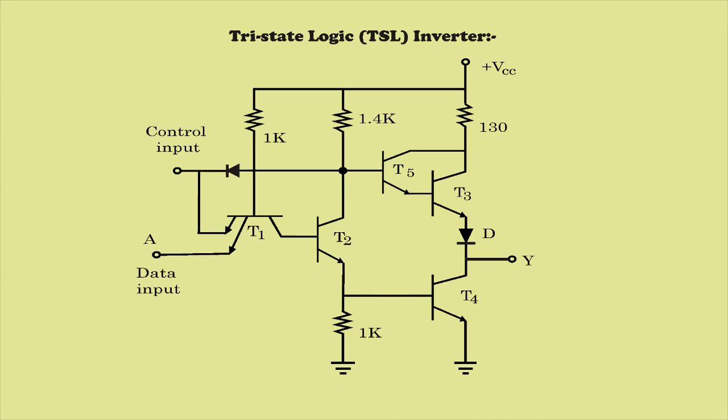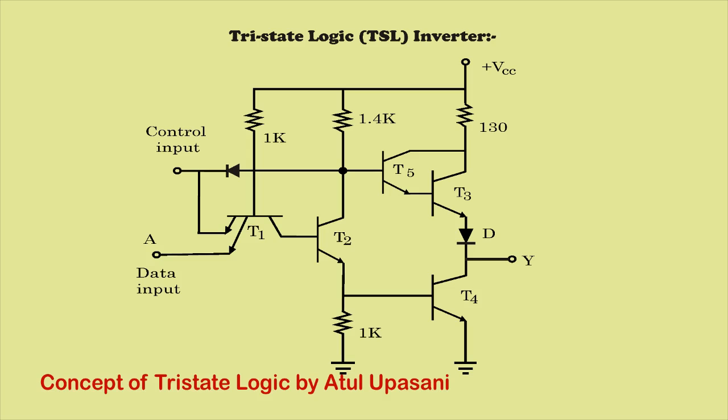In logic circuits, generally there are only two states of output, that is high or low, and the output must be in any one of these states. But this circuit is a circuit where the output will be high or low, and there is another state which is called high impedance. So that is why the total states of output are 3.